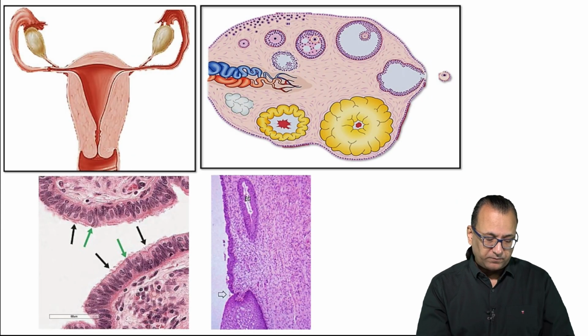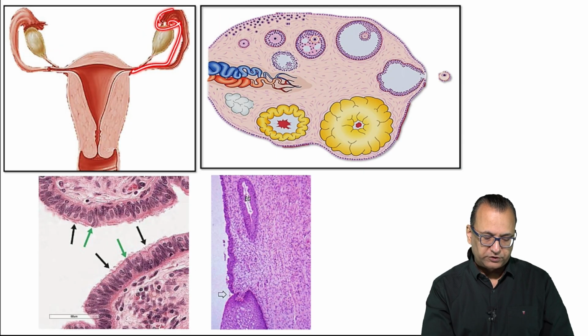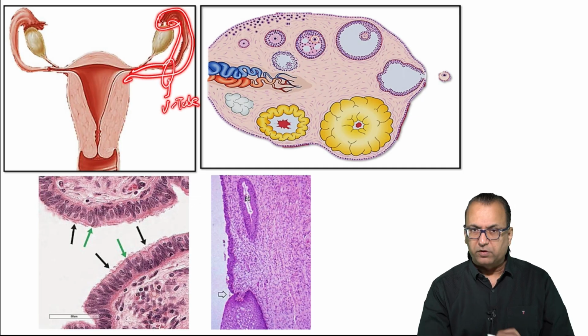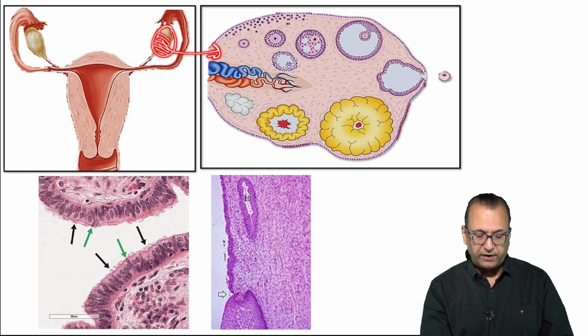So in histology, we will be first focusing upon the ovaries, and after that we can talk about the uterine tubes, and then we can also focus upon the uterus, the cervix, and also the vagina. Let us first focus upon the magnified picture of the ovary.